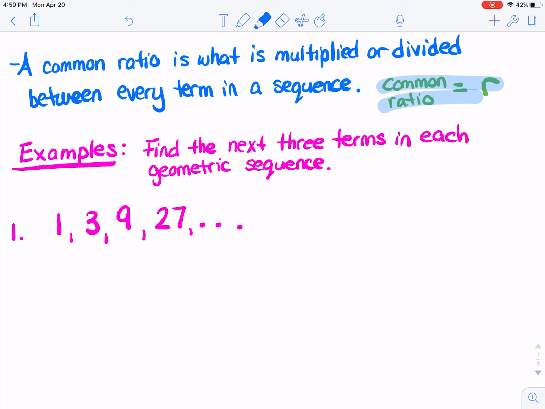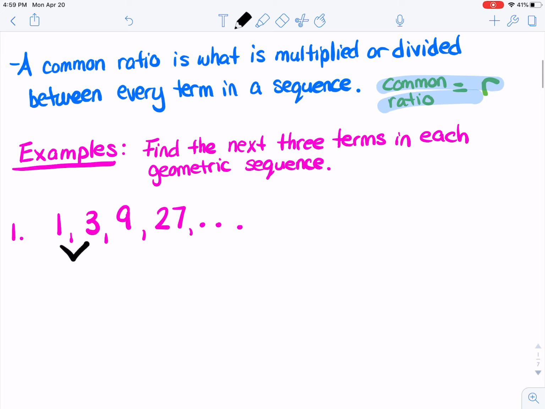Okay, so for the first set of examples, they want me to find the next 3 terms in each geometric sequence. Now, it's not a mystery here. I already know that it's a geometric sequence, so I don't need to go out on a limb and try to prove that it's a geometric sequence because they already told me it is. So I know that there's definitely going to be a common ratio. I just have to be the one that figures it out.